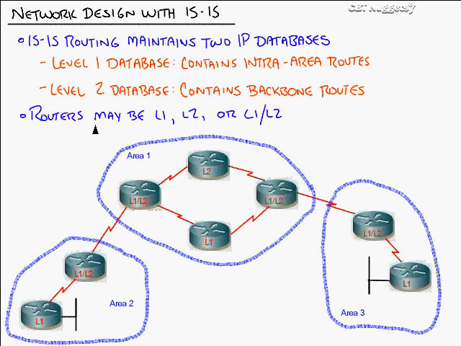Now this is a big difference when we think about OSPF compared to ISIS. The routers may be a level 1, level 2, or a level 1/level 2 router, and this router would have both databases. The best way to describe this is to look at this example of how this works. I've put together this topology, which in no way is a best practice for ISIS, because I put it together to demonstrate precisely the concepts. You'll see why as we go through.